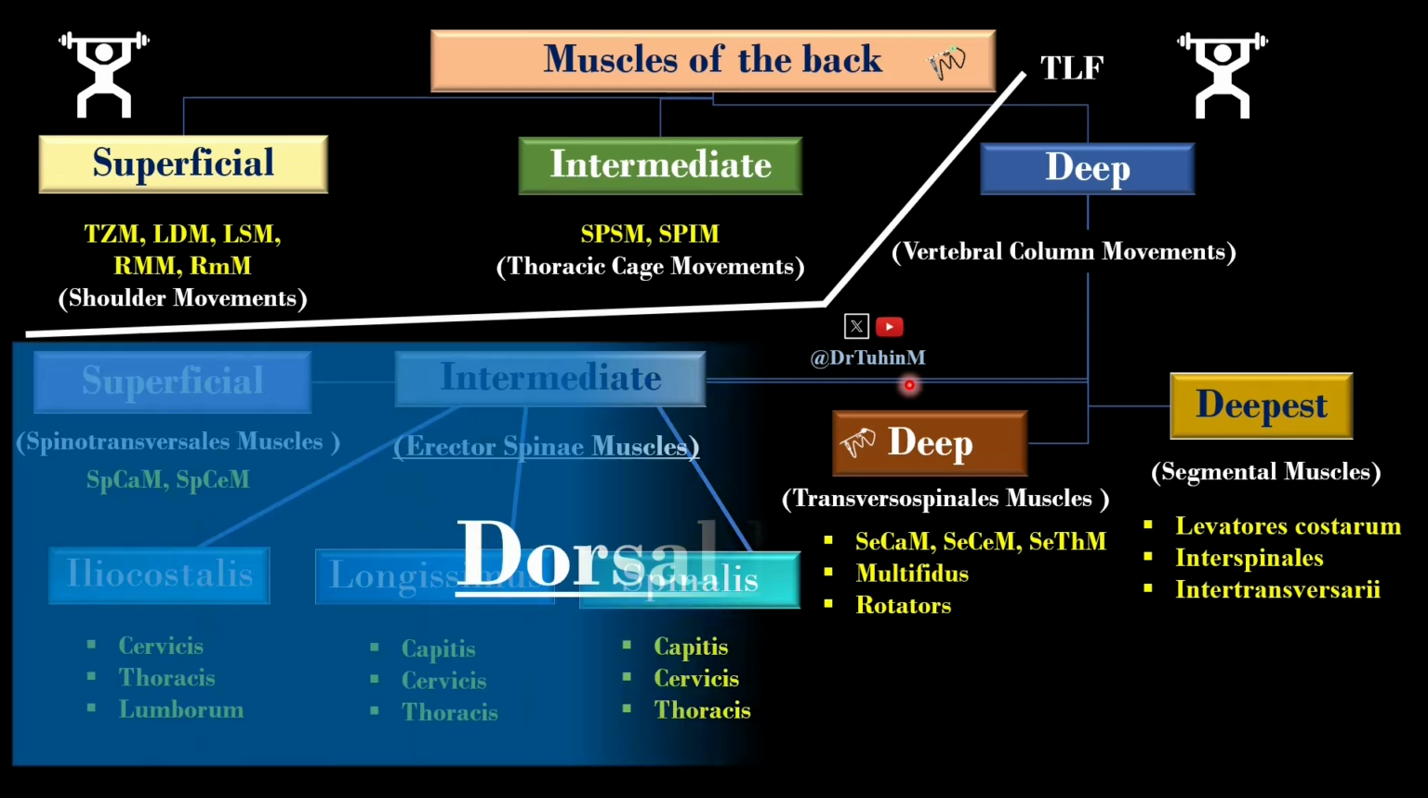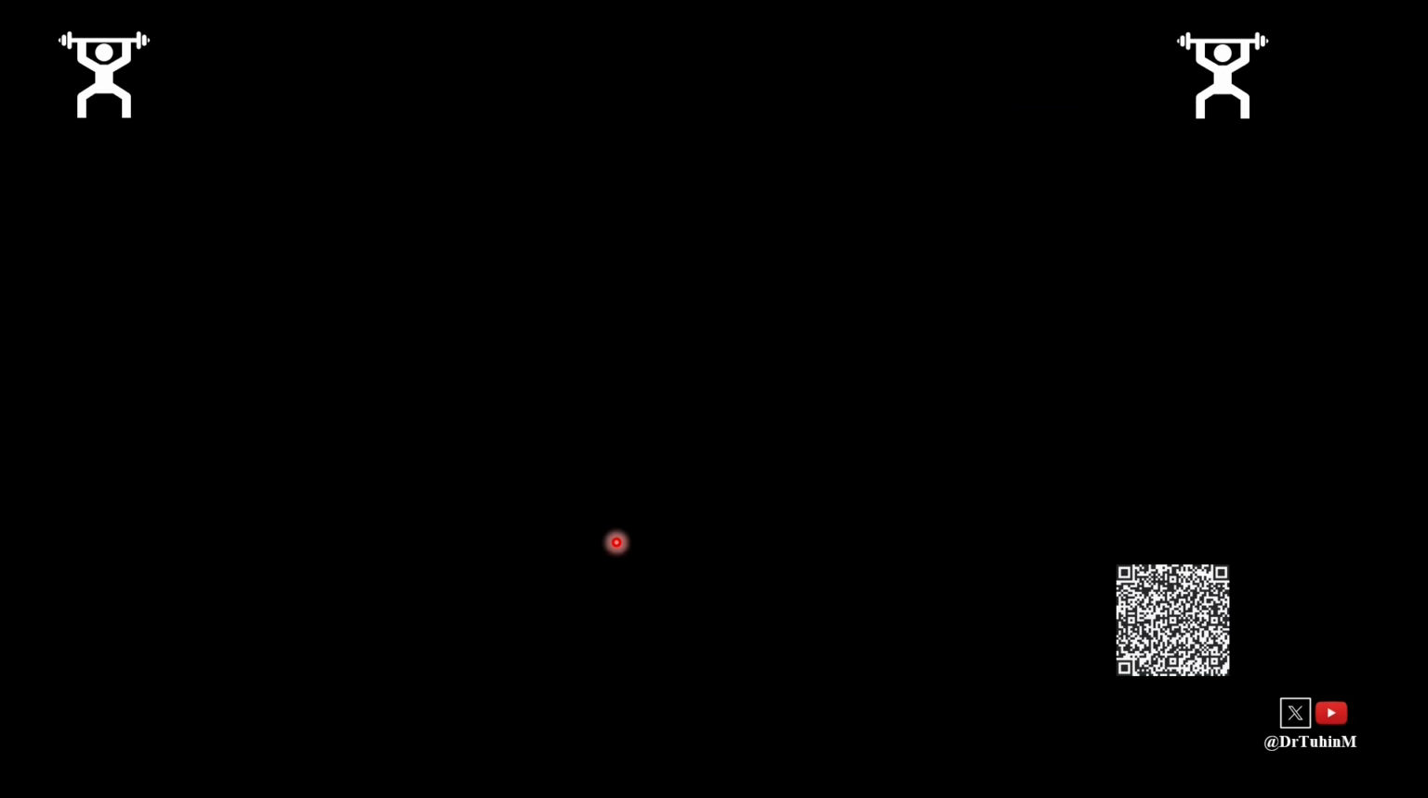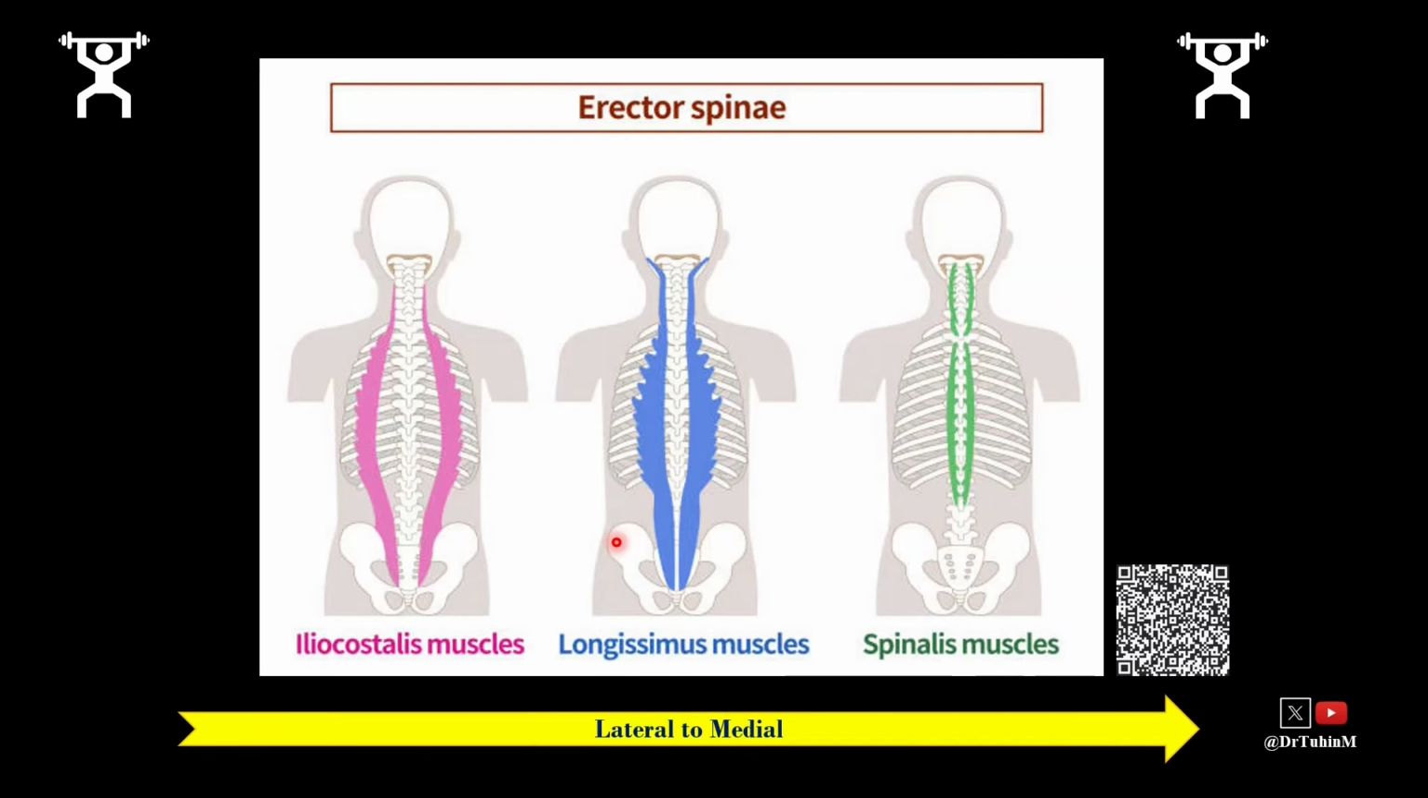I can make your life simple. That is, everything below the thoracolumbar fascia is supplied by the dorsal rami. As simple as that. No need to remember individually. So the erector spinae muscles, that is our area of interest today, are supplied by the dorsal rami. As we have understood, we have three muscles forming the erector spinae group, from lateral to medial: iliocostalis, longissimus, and the spinalis.